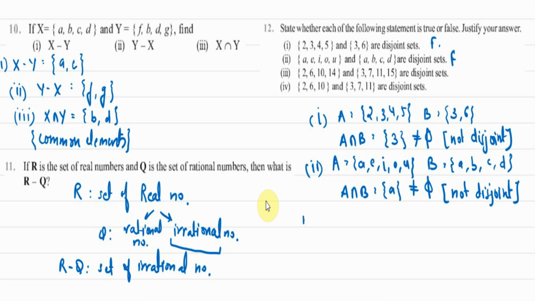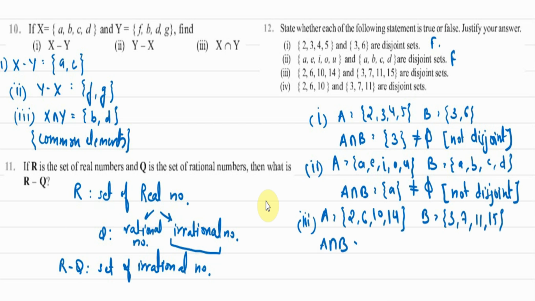Now the third part says set A is equal to 2, 6, 10, 14. We have set B is equal to 3, 7, 11 and 15. So now what is A intersection B? Is there any common element in both the sets? No, there is no common element in both the sets. That means the set will be empty. So we get A intersection B equal to the empty set. That means they are disjoint sets. So this particular third statement is true.